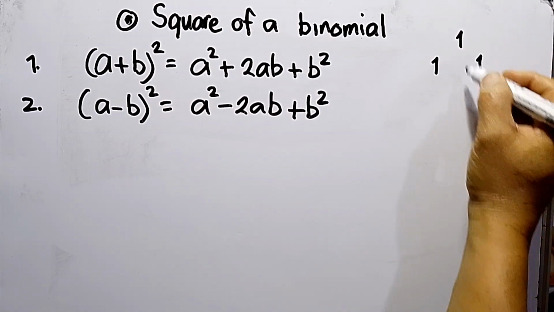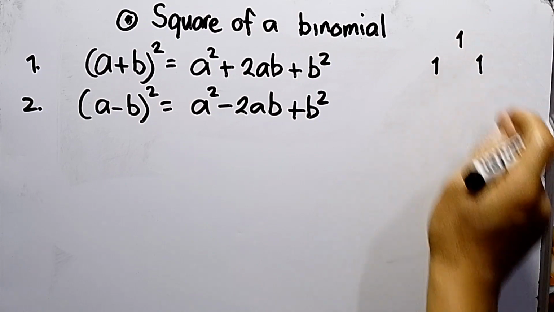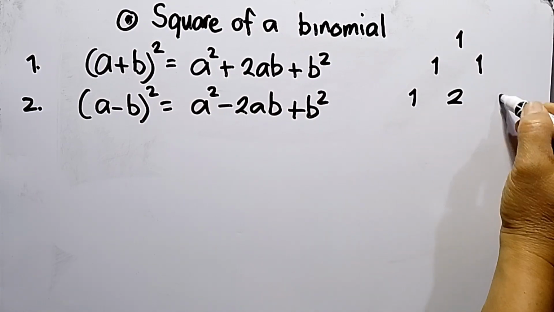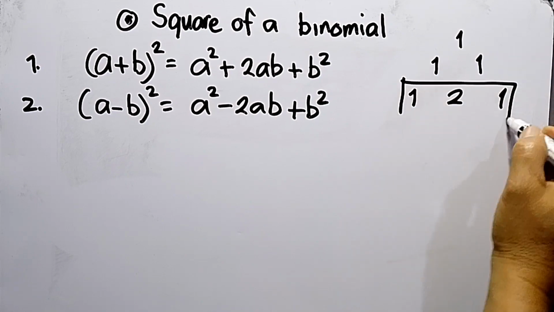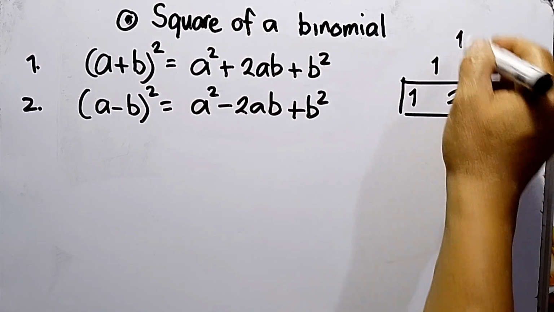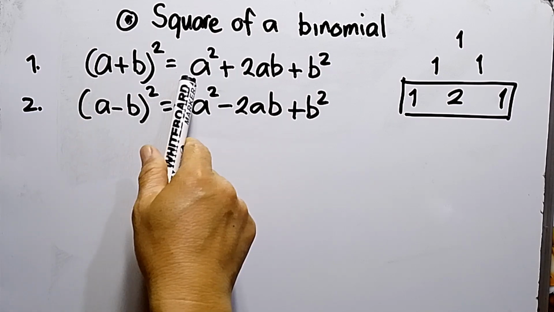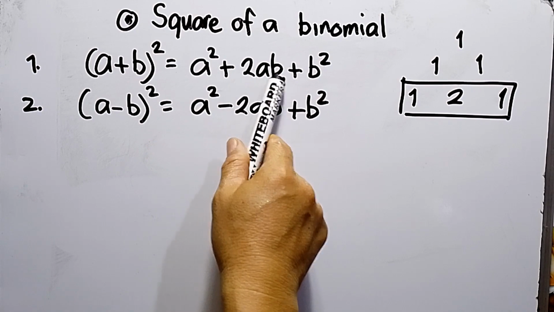The base will be 1, and the diagonal is always 1. So this is 1, 1 plus 1 is 2, and then 1. So this is now power of 2. This is power of 1, and then the base is 1. So I have here a plus b squared equals a squared plus 2ab plus b squared.